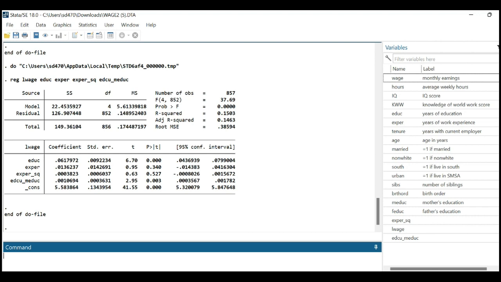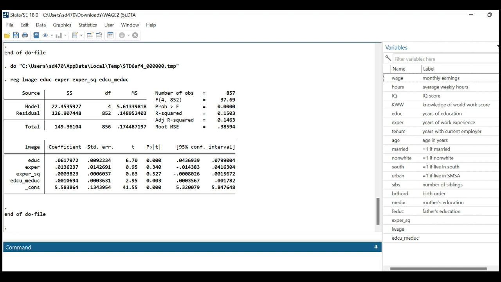Since in this regression we are estimating 5 coefficients, our degrees of freedom would be 852. This ratio is presented under the column called MS, which stands for mean square. Ultimately, the variance in the residuals is provided by this value here.